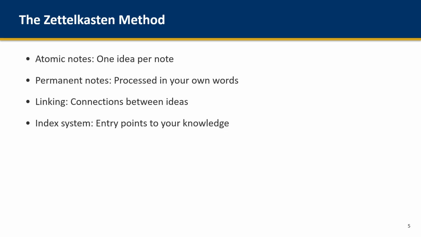An index or entry point system helps you navigate into your note network. You might have index notes for major themes in your research area that point to clusters of related permanent notes. While Zettelkasten requires more upfront effort than simple note-taking, it pays enormous dividends for long-term research projects and dissertation writing.